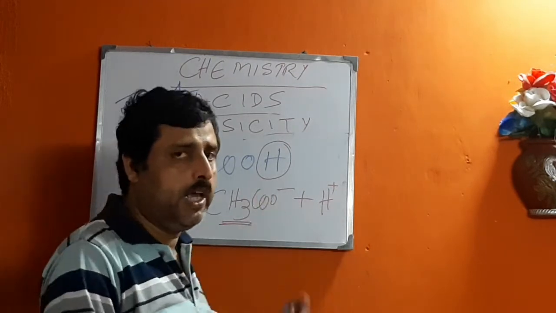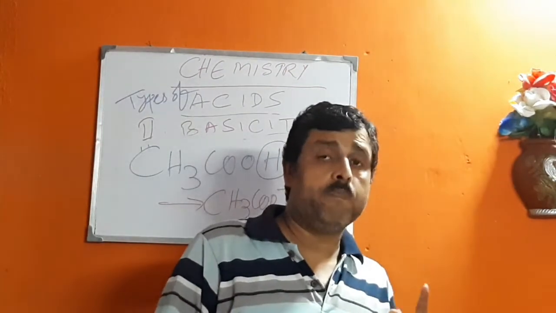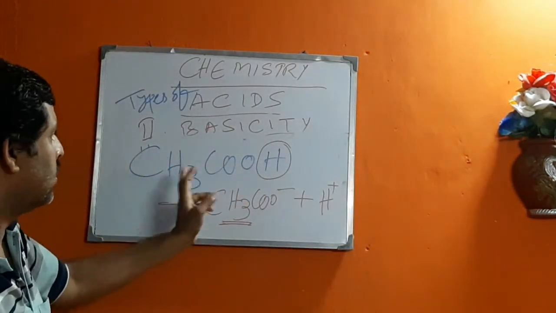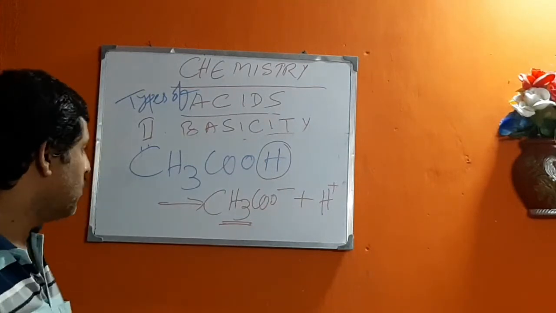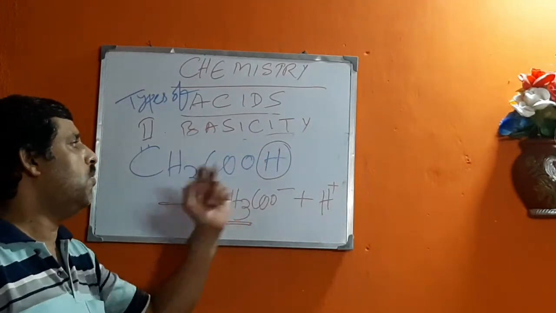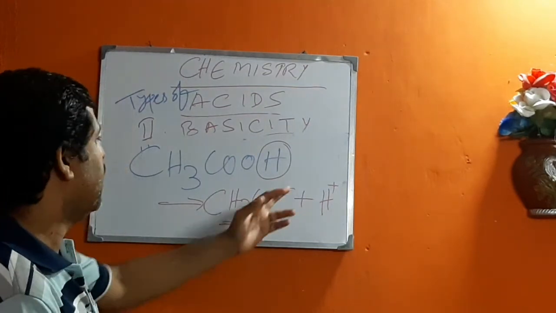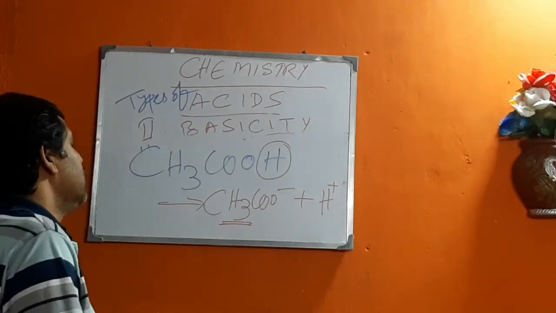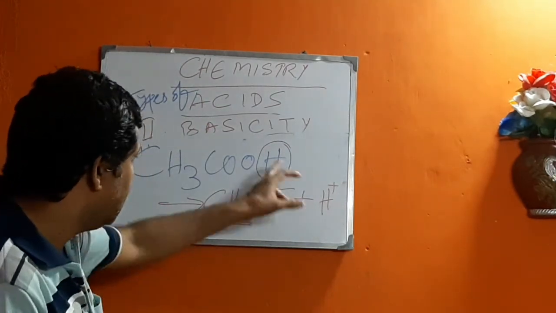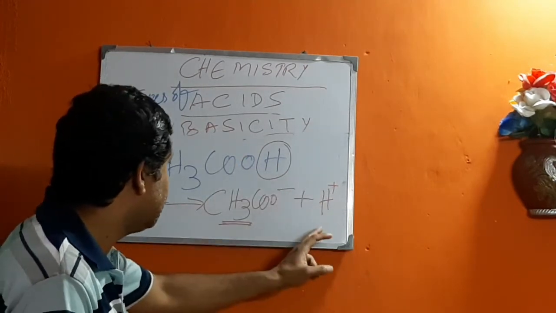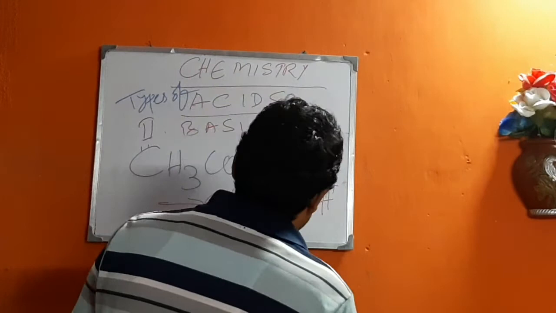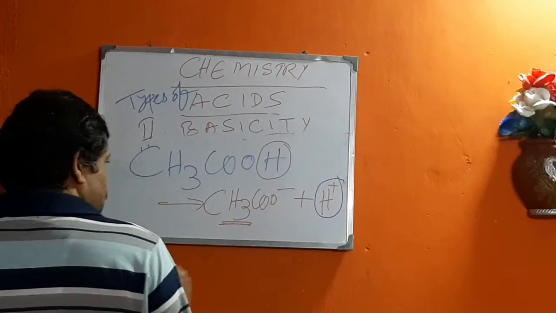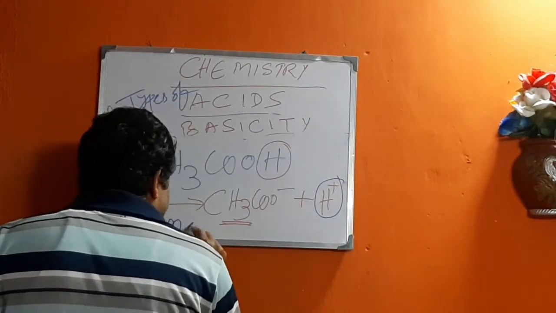So the concept must be clear that basicity is the number of replaceable hydrogen ions. Acetic acid, although it contains 4 hydrogen atoms, has only one hydrogen atom that gets dissociated and replaced by a metal atom when they react with one another. That is, it contains only one replaceable hydrogen ion, so its basicity is 1, although it contains 4 atoms of hydrogen. So acetic acid is monobasic.